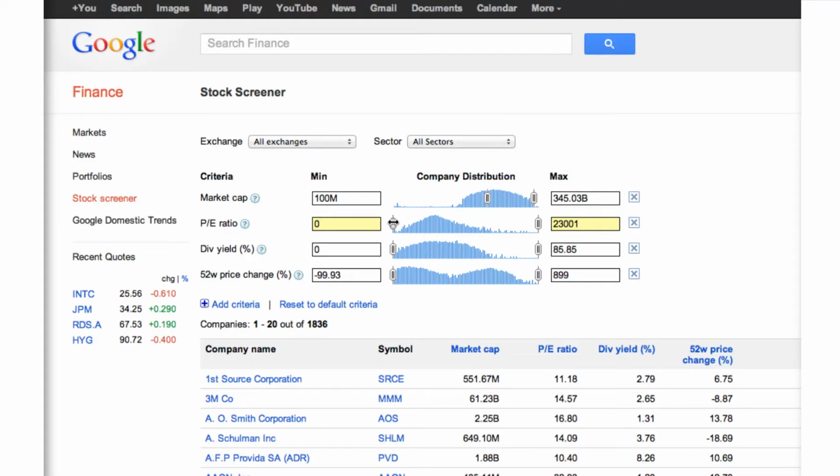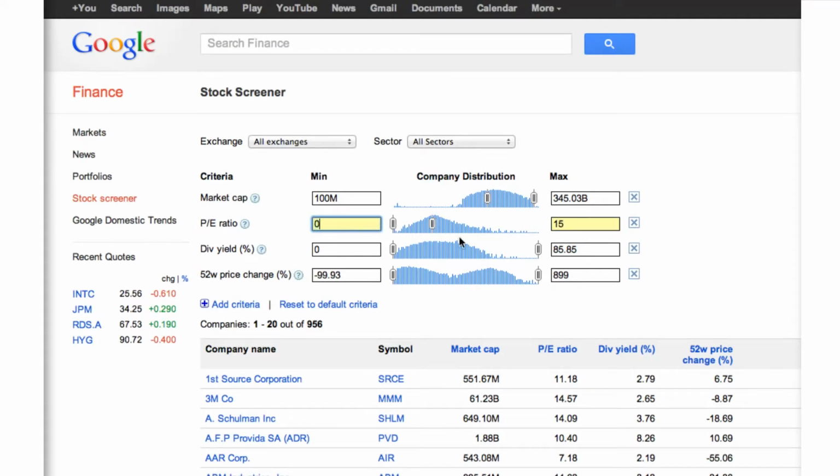Next we adjust the price to earnings ratio, and as you remember, we want that to be below 15. Something neat about the Google stock screener is they show you the distribution of all the different companies and how many fit at those current ratios. You can see how the little chart peaks right at about 15 on the PE ratio, which is kind of ironic because that's what we're trying to find, anything under that 15 mark. So we put 15 in there.